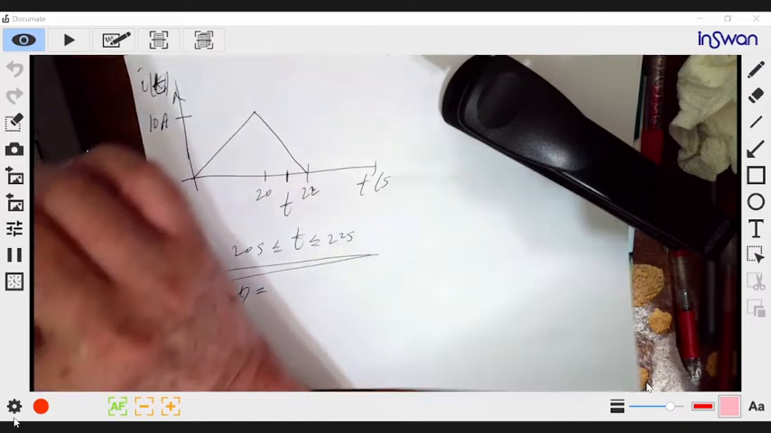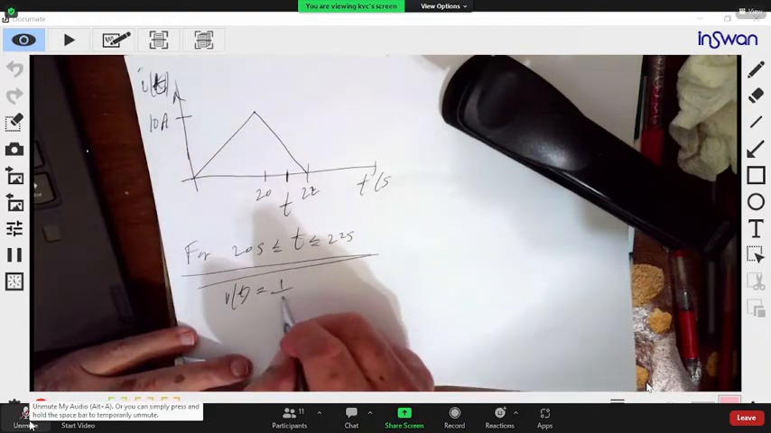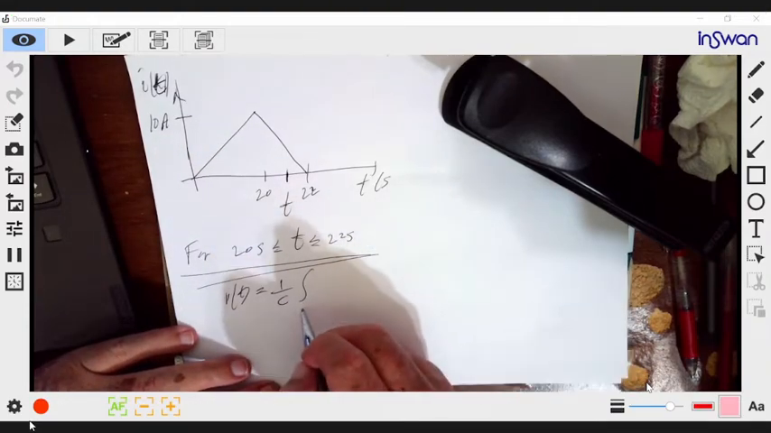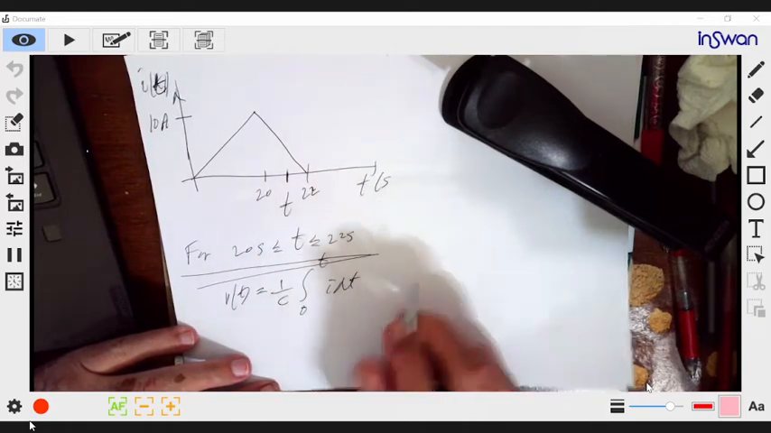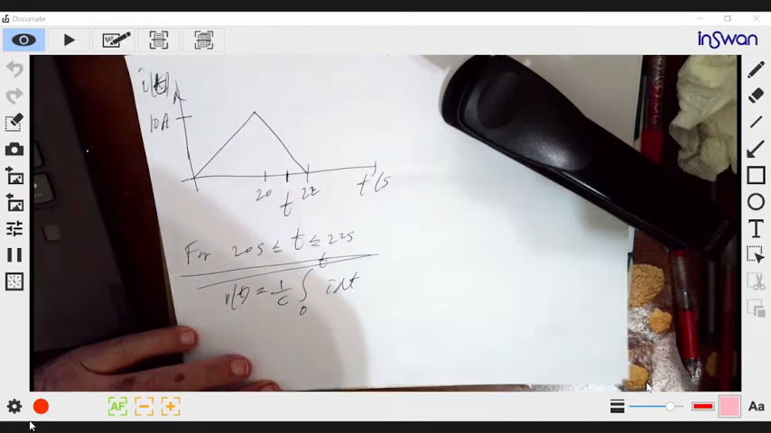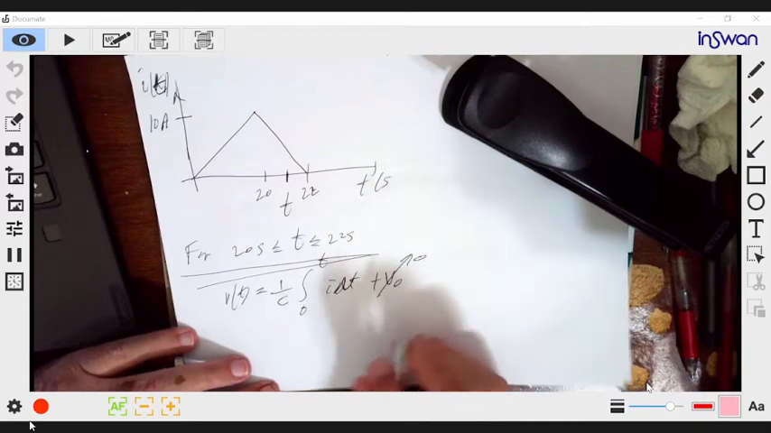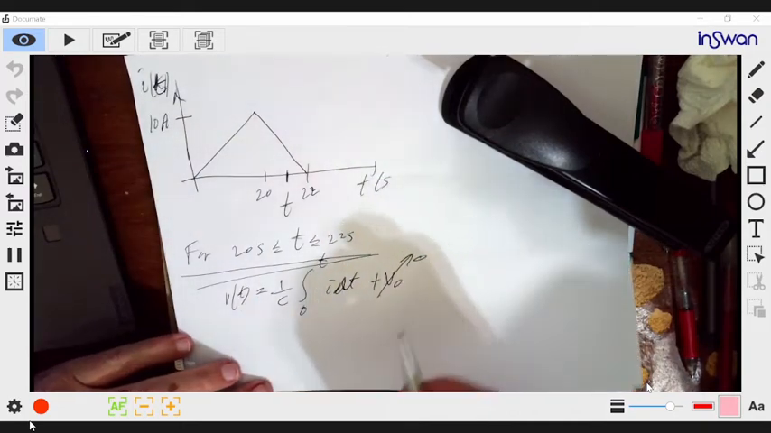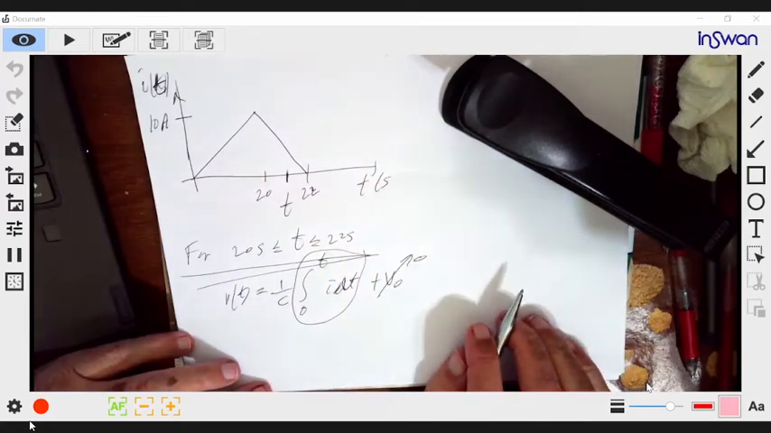Give me the defining equation for voltage as a function of current. V at T equals 1 over C integral from 0 to T of I dt, plus V0. V0 is 0 by assumption. No. What is this? What is that integral?